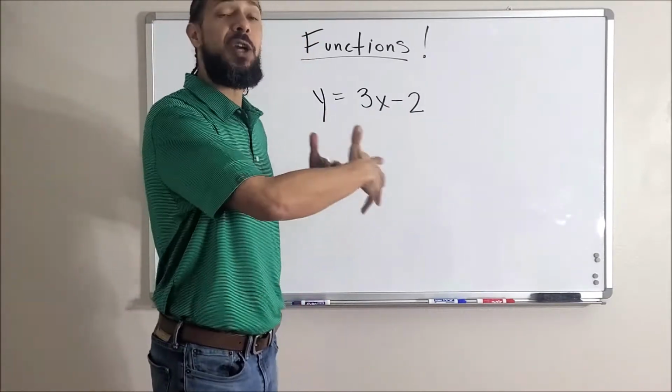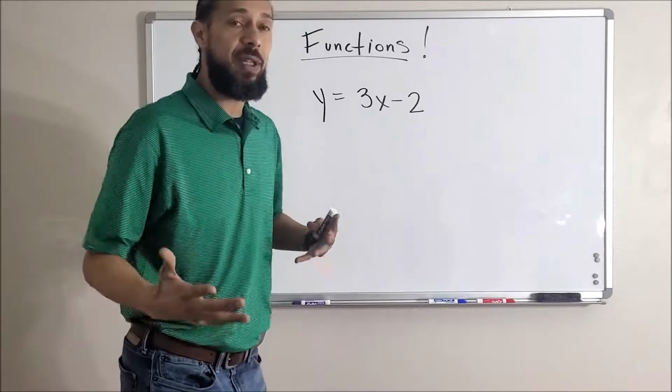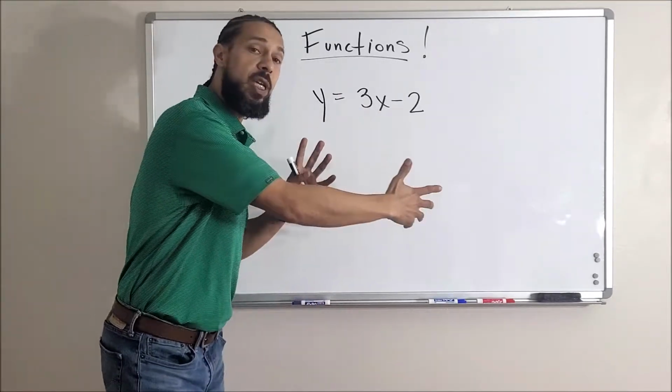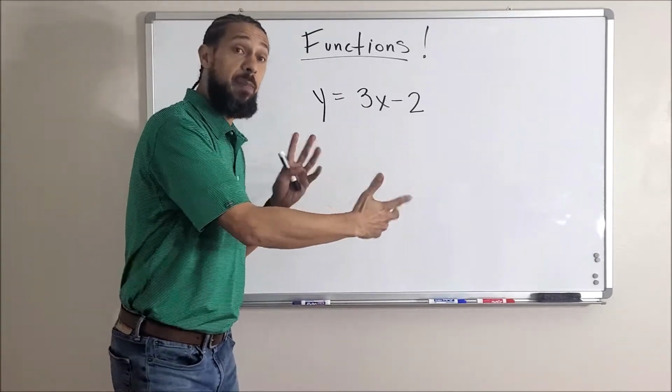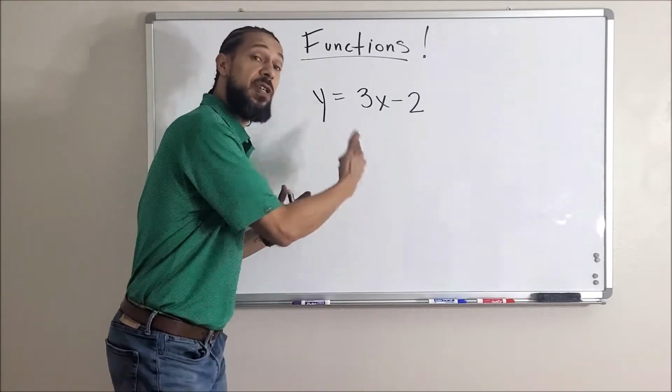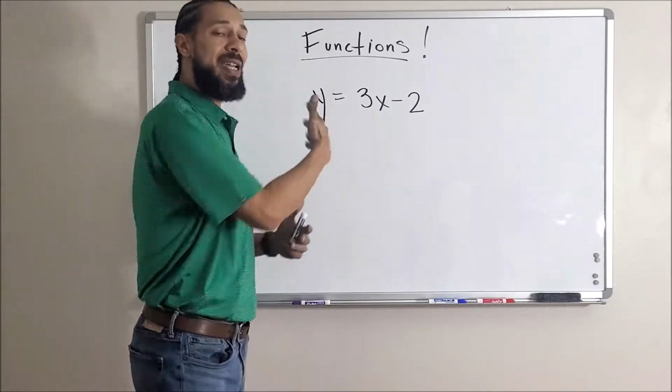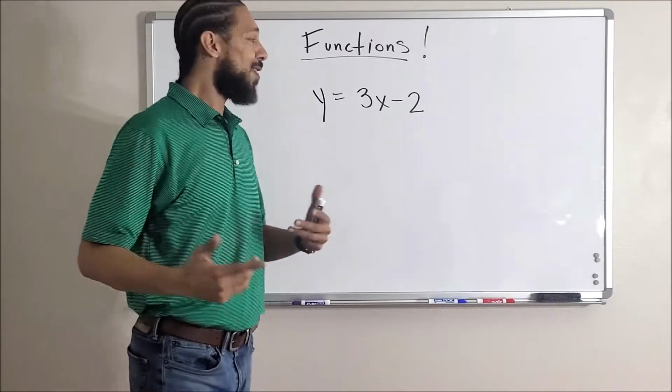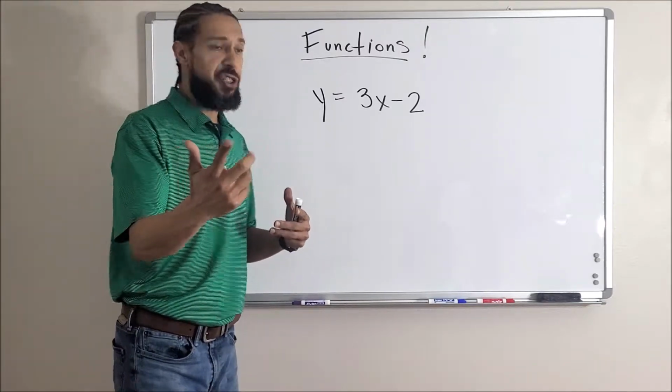Okay, so this is an equation. We know this to be an equation of a line, but this equation is really a relationship between x's that I would put into this equation and y's that I would get out of this equation, right? So let's take a better look at this relationship.